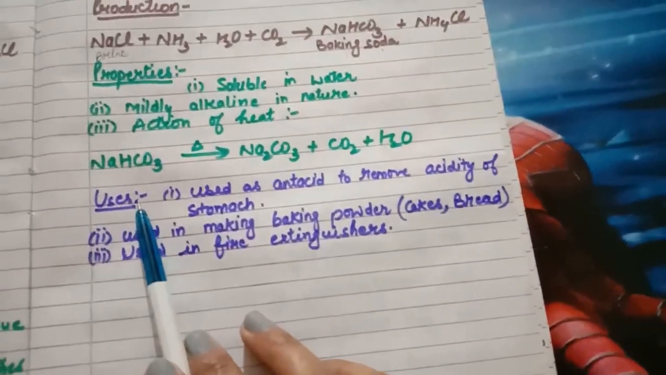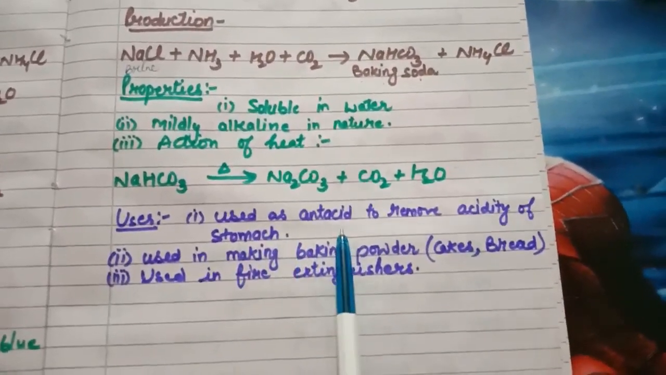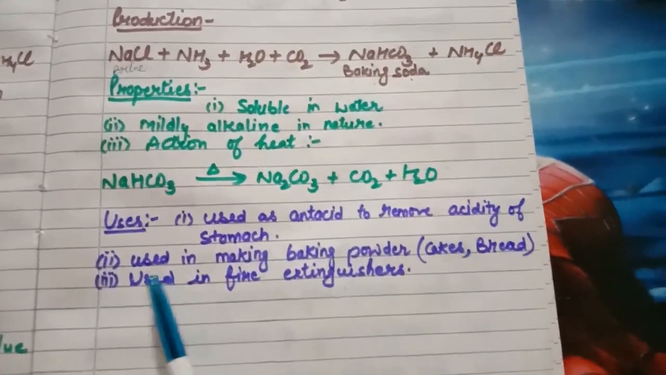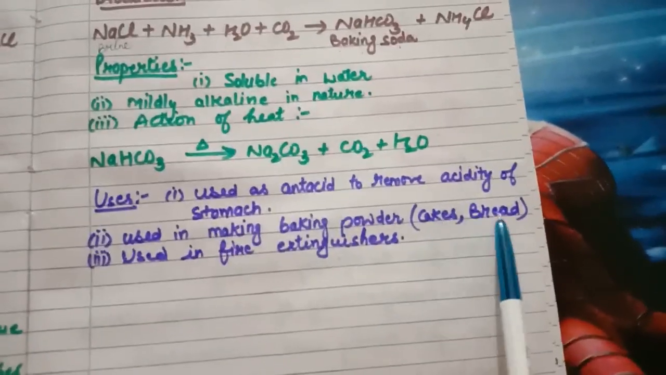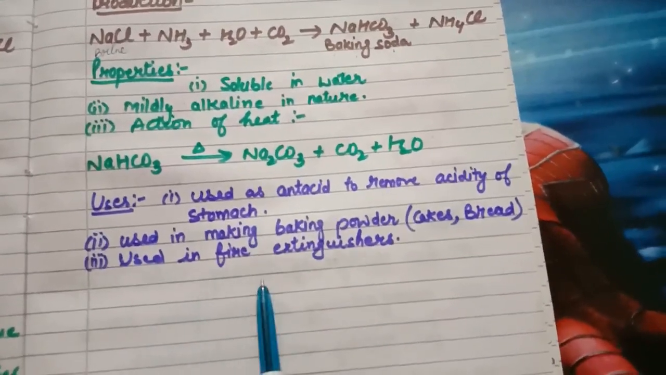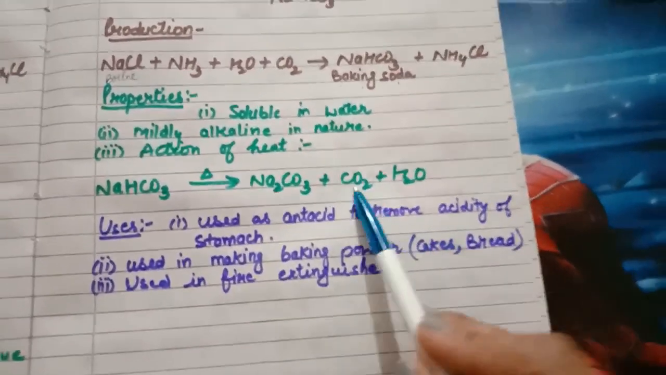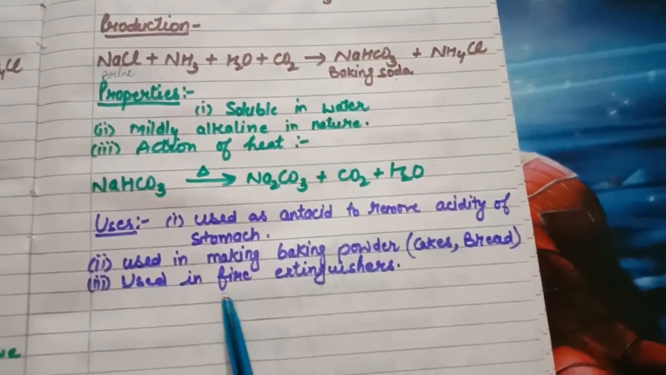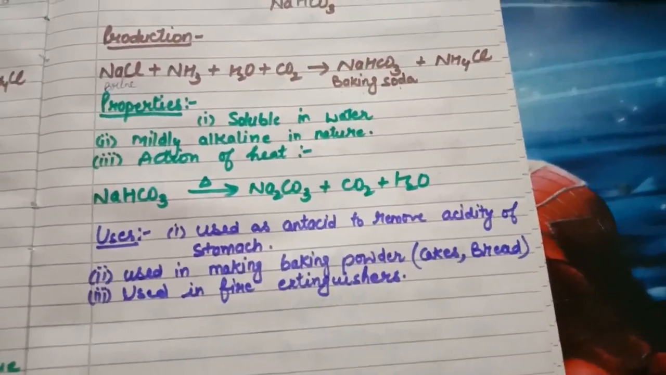Next is its uses. It has been done in our previous videos that it is used as an antacid to remove the acidity present in the stomach. Then second, it is used in making baking powder, that is used in cakes and breads, and it is also used in fire extinguishers to produce carbon dioxide gas. It produces carbon dioxide gas which is helpful in extinguishing fire.